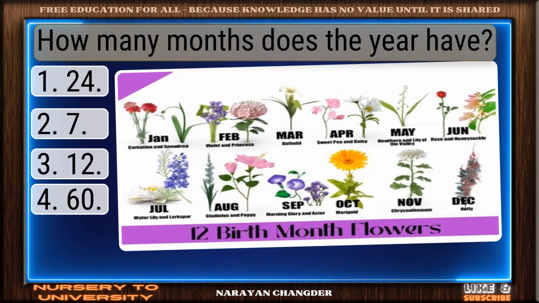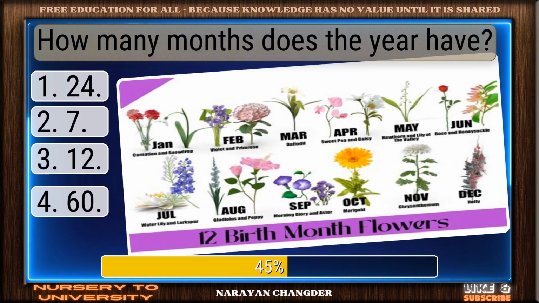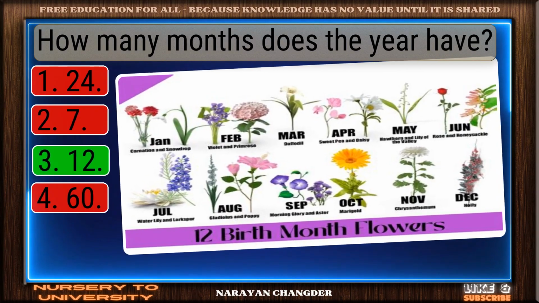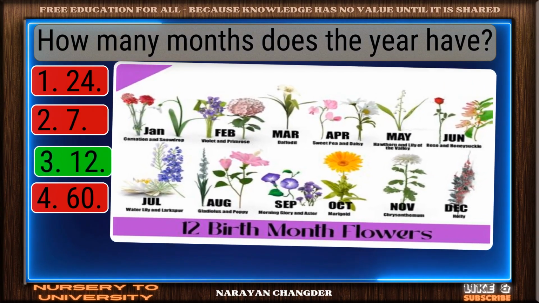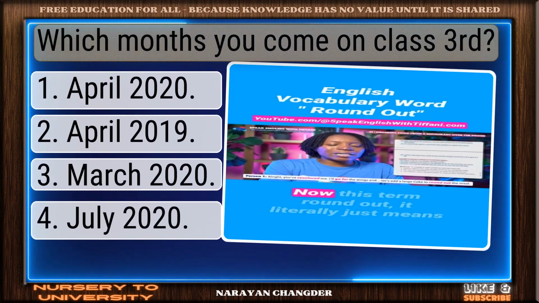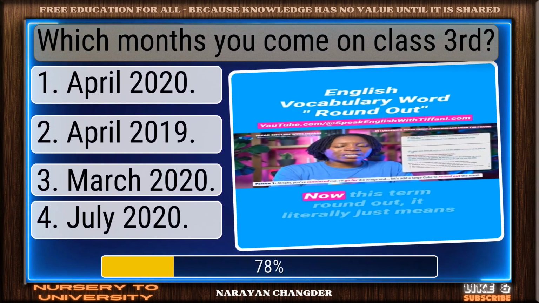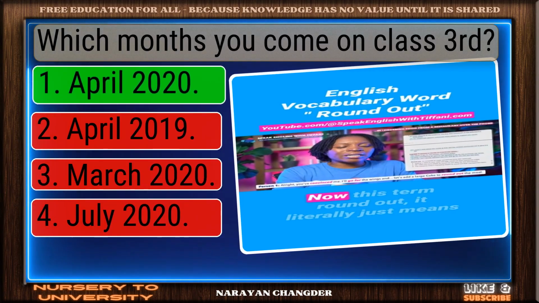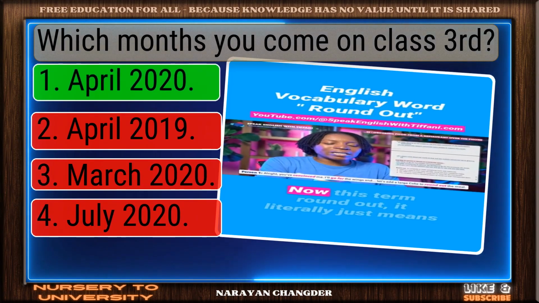How many months does the year have? Well picked. 12 is the correct answer. Which month do you come in class three? Valid point. April 2020 is true.